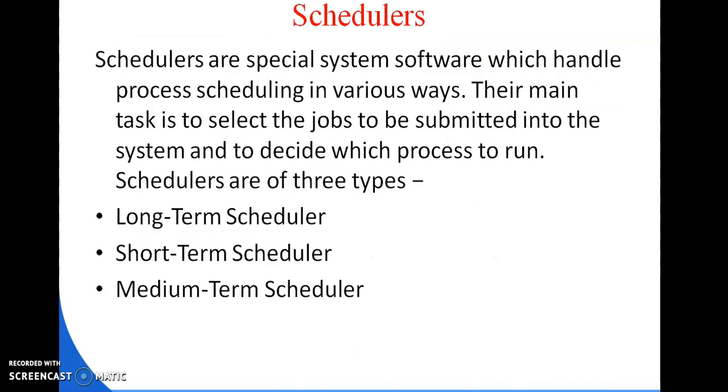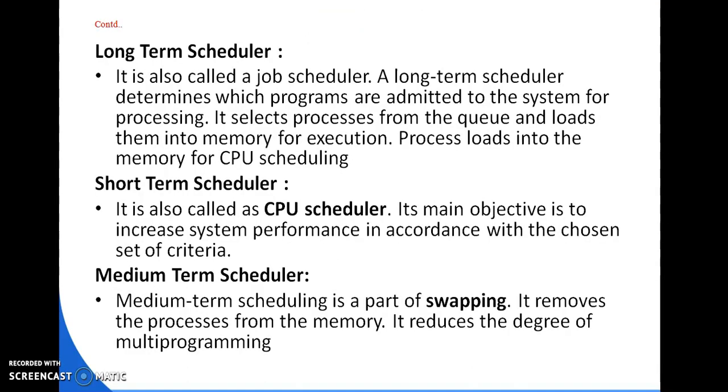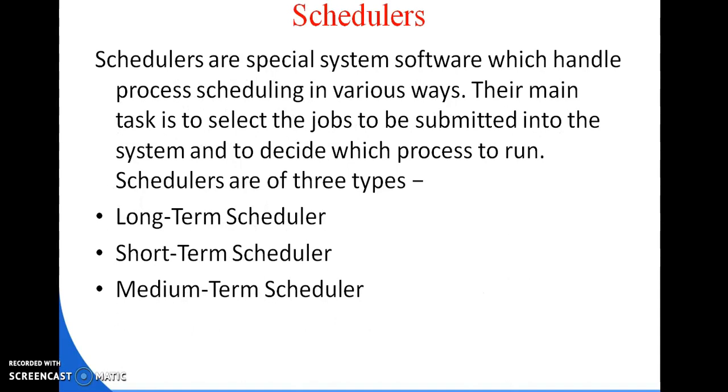So, coming to the scheduler part. What are schedulers? Schedulers are special system software which handle process scheduling in various ways. Their main task is to select the jobs to be submitted into the system and to decide which process to run. Schedulers have 3 types: long-term scheduler, short-term scheduler, and medium-term scheduler.